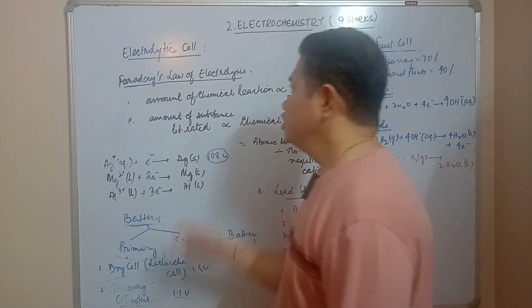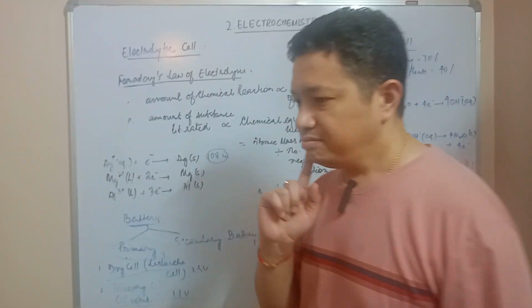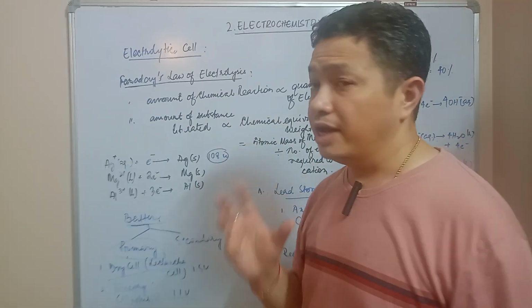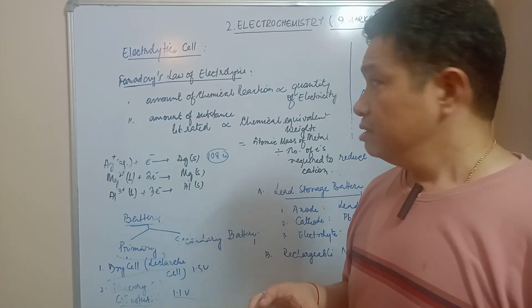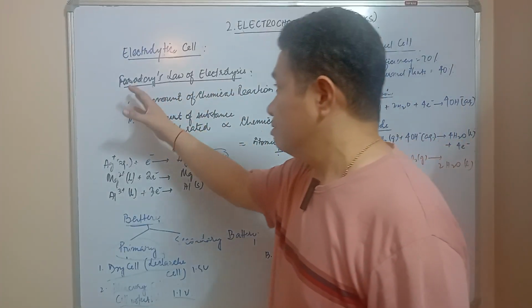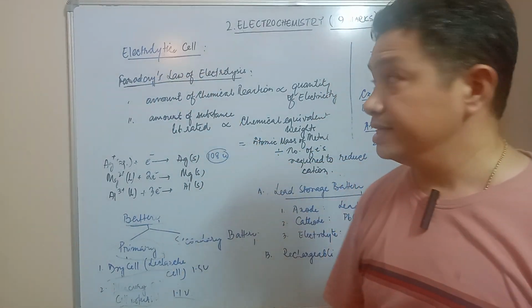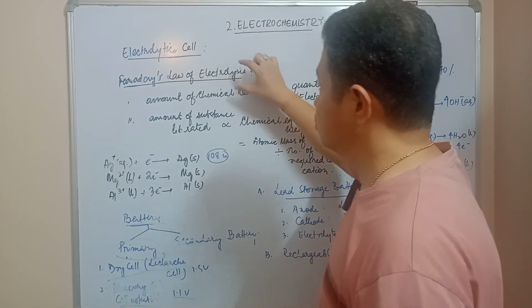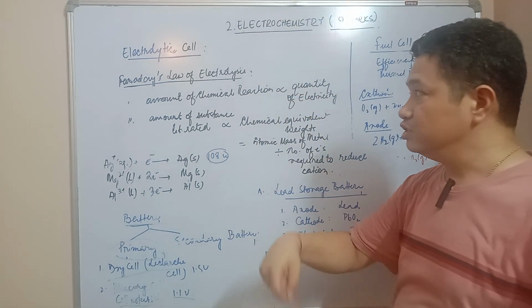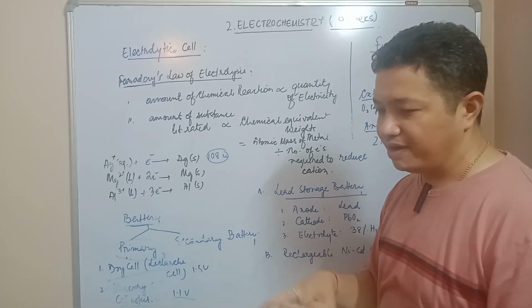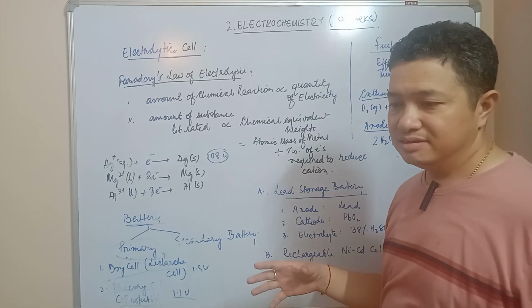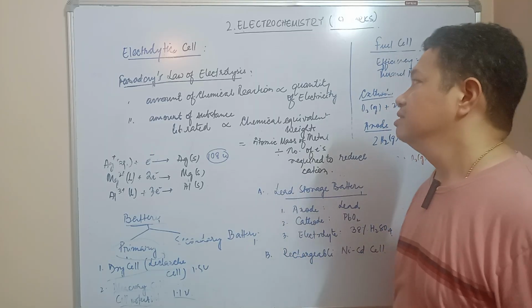There's one very important law that describes the electrolysis, and it has been propounded by Michael Faraday. So it is called Faraday's law of electrolysis. Electrolysis: electric current is used to do lysis, which means dividing, separating, or making a chemical reaction happen.